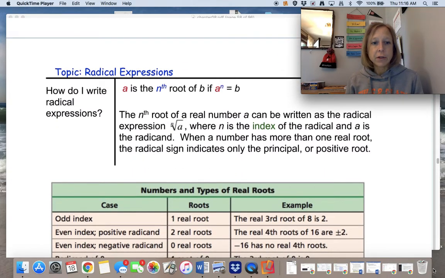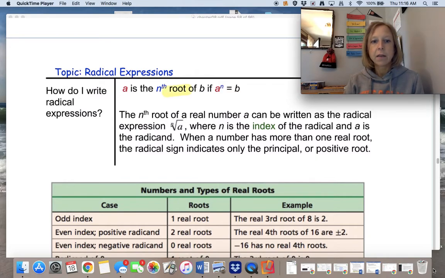All right, so here's our question. How do I write radical expressions? The way we can write it is, we say a is the nth root of b if a to the power of n equals b. So notice we're talking about roots here. We are not talking about factors.